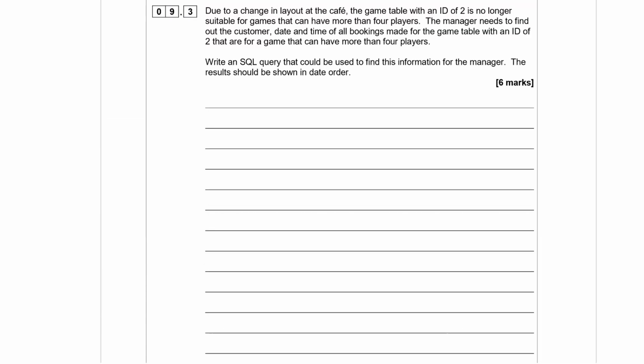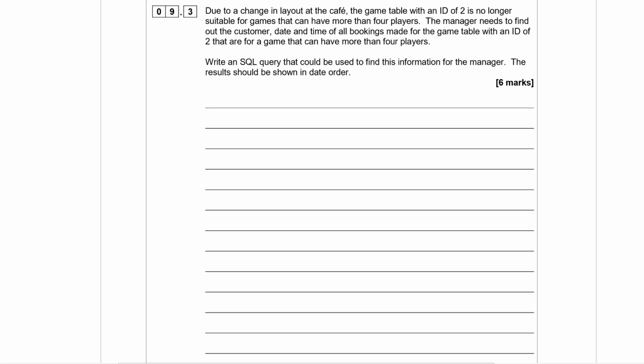For 9.3, we've got a 6 marker on writing a long SQL query, which could be quite daunting, but actually these are not nearly as bad once you've learned the syntax. So due to a change in layout of a cafe, the game table with an ID of 2 is no longer suitable for games that can have more than 4 players. The manager needs to find out the customer, date and time of all bookings made for the game table with an ID of 2 that are for a game that can have more than 4 players. Okay, so that's not daunting, and then I read out a very, very complicated scenario.